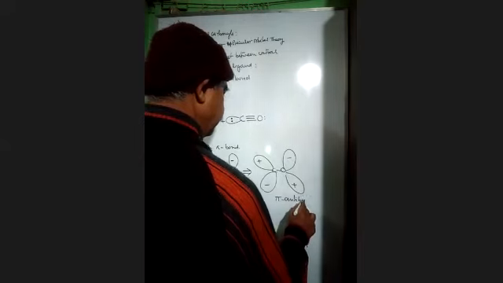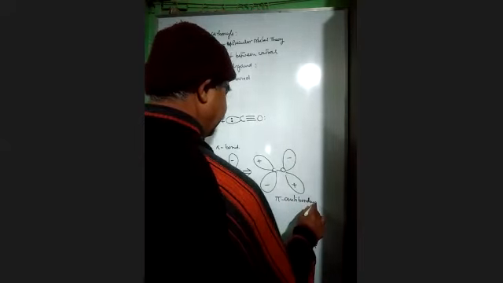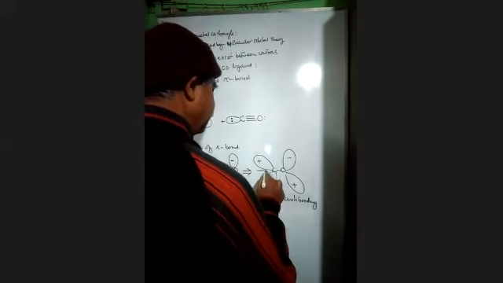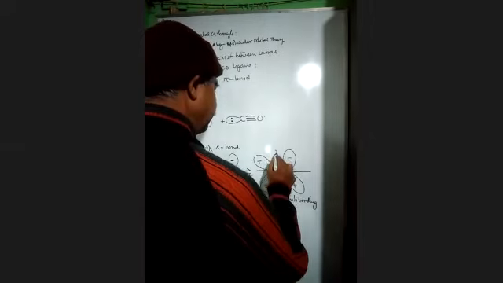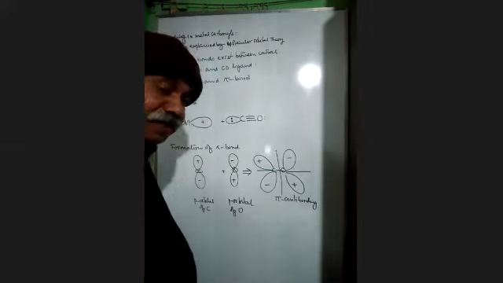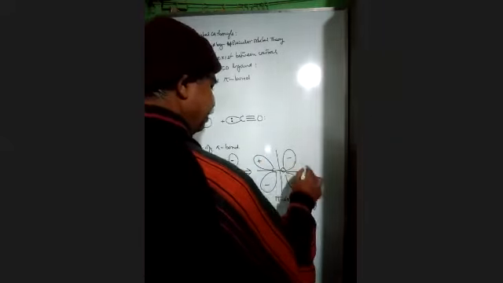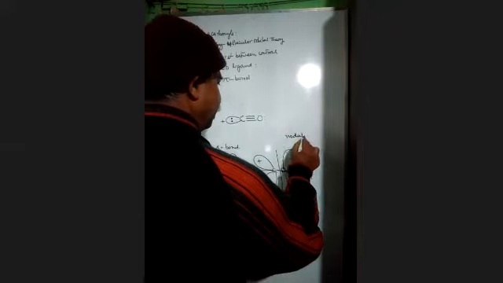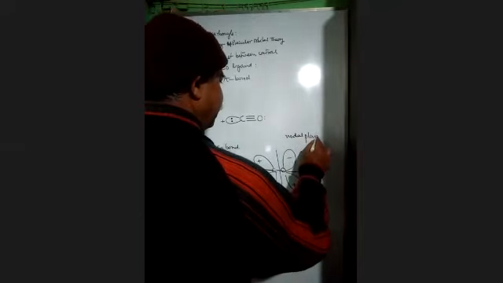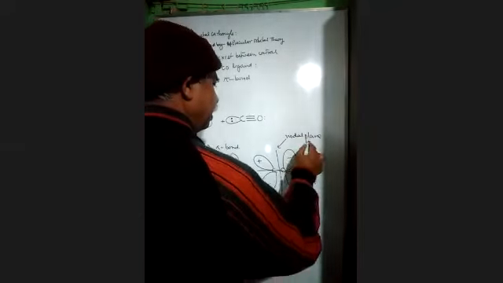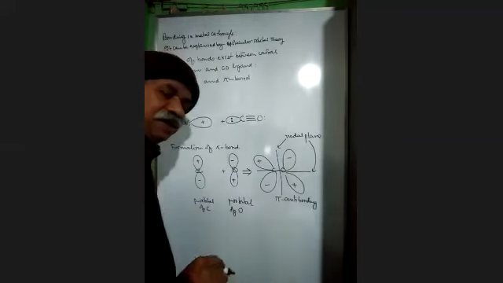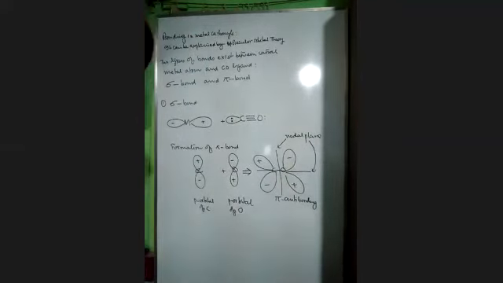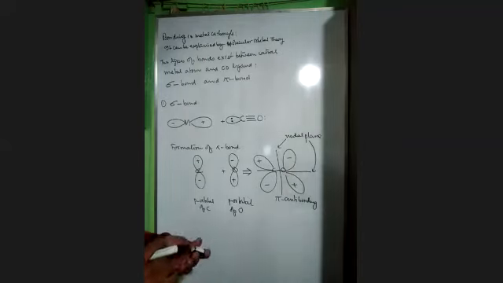anti-bonding. How many nodal planes does it have? It has 2 nodal planes. This is also important for your entrance exam. It has 2, 1 here and 1 here. Please remember. Pi bonding has 1 nodal plane. Pi anti-bonding has 2 nodal planes.